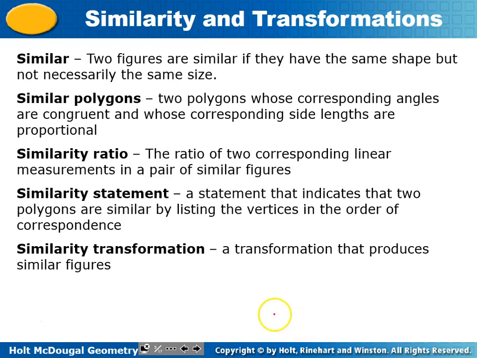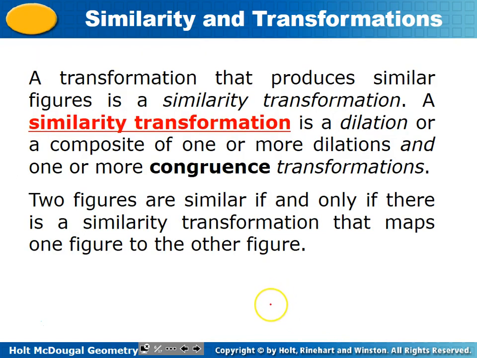The last thing on here is similarity transformation, and that's what we're going to go over today. A transformation that produces similar figures is a similarity transformation. It's a dilation, or a composite of one or more dilations and one or more congruence transformations. Two figures are similar if and only if there is a similarity transformation that maps one figure to the other figure.